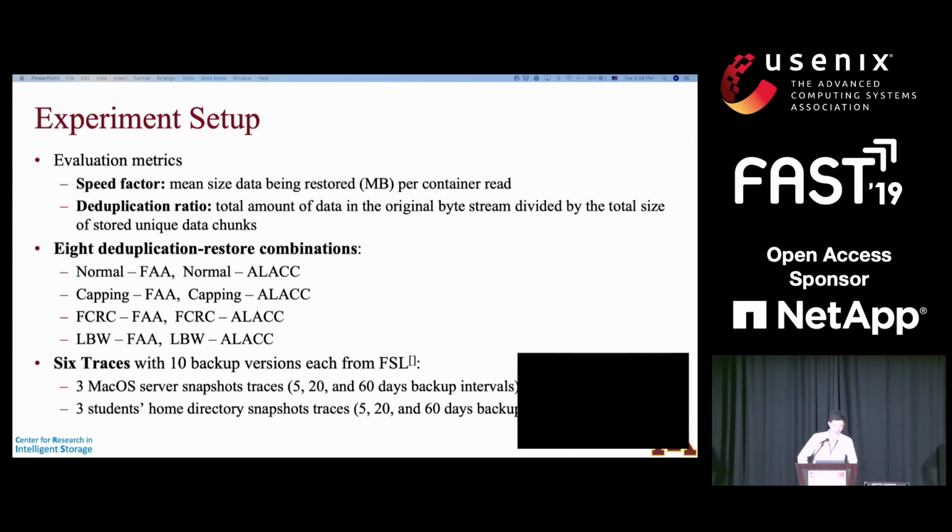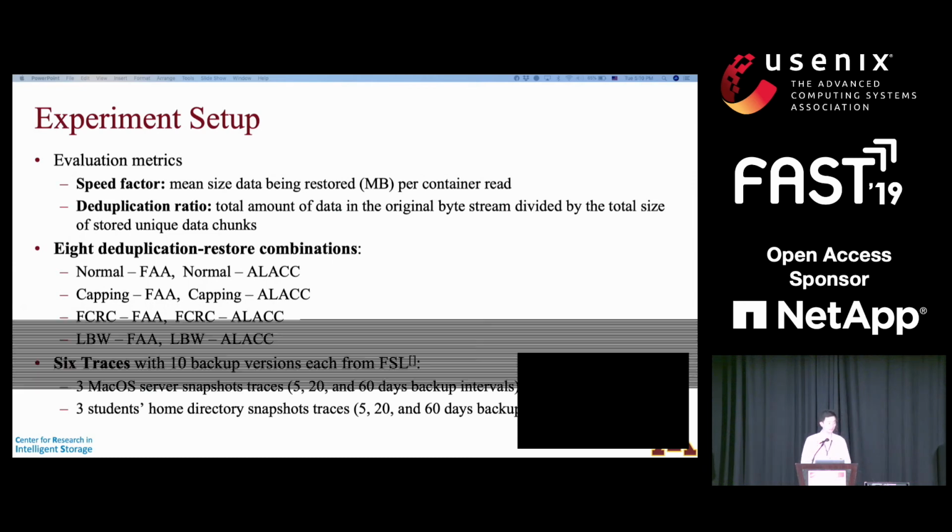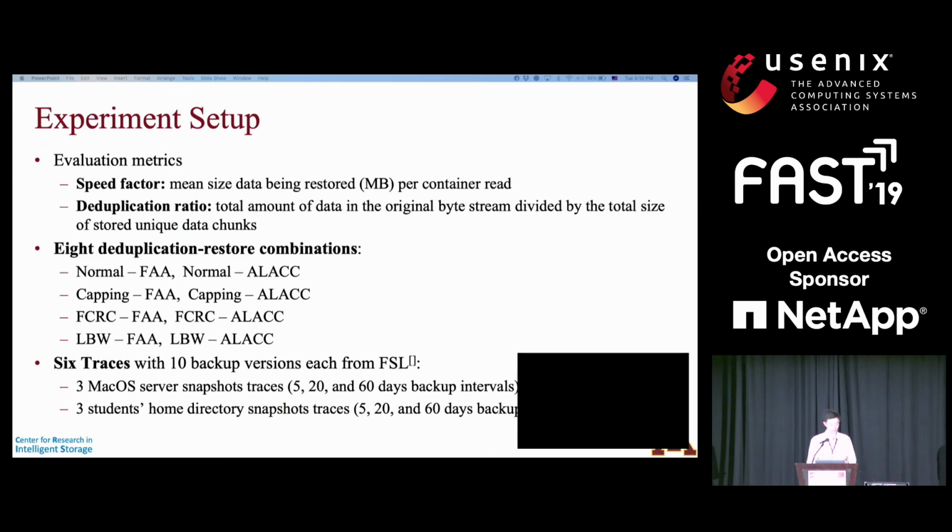We use 6 different traces from the FSL lab. This is the Stony Brook trace. They are from different servers, and we try to use different backup intervals between them, such that some of the backups will have very diverse chunks and be fragmented. Some of them will be very similar and will have fewer issues.